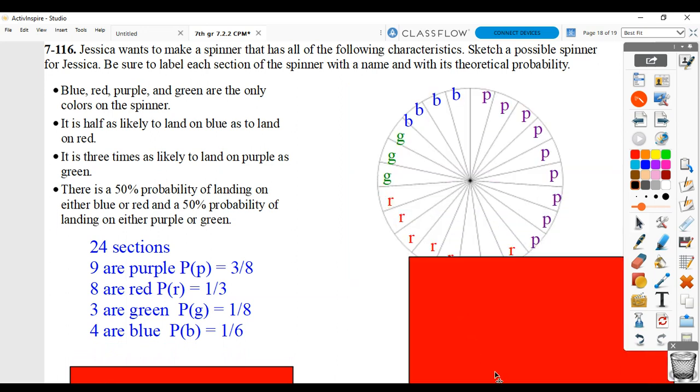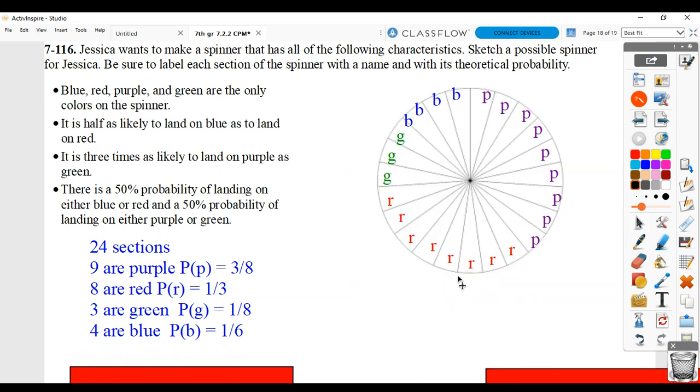Okay, so your circle is going to look like this. And again, that's because it has to be half as likely to land on blue as on red. So that's why the probability of blue is half as much as red. 4 blue, 8 red. 3 times as likely to land on purple as green. That's why 3 are green and 9 are purple. And 50% probability of landing on blue or red. So if we combine this one with this one, that's 12 out of 24 or half. And if we combine this one with this one, that's 12 out of 24 or half. So your spinner should look like this.